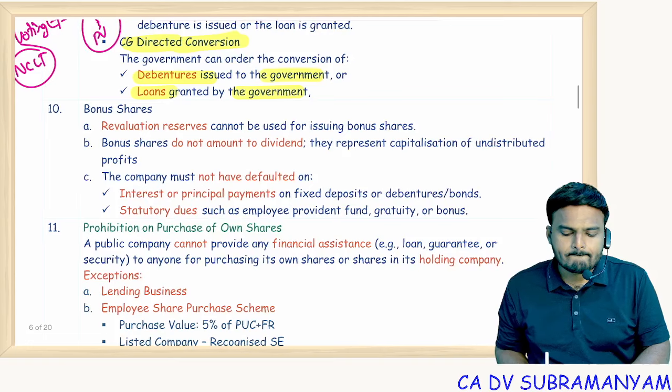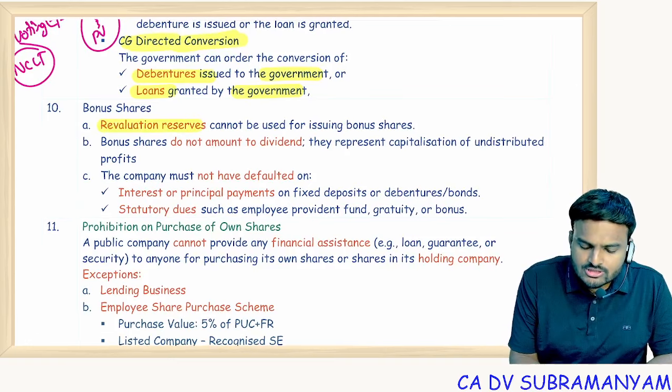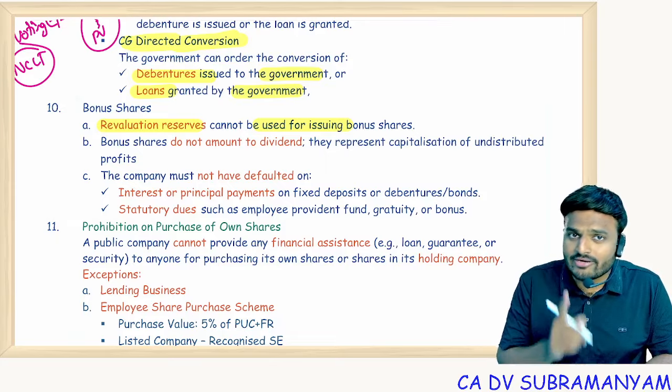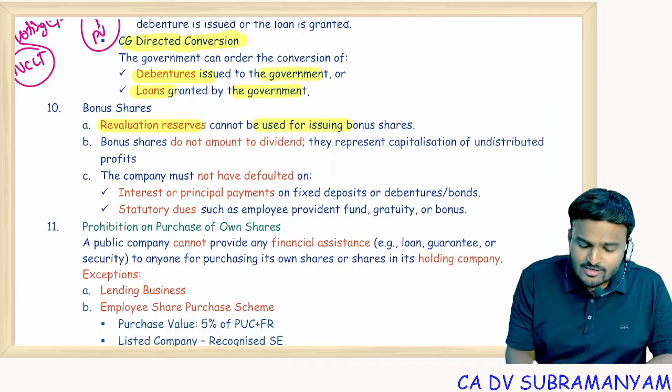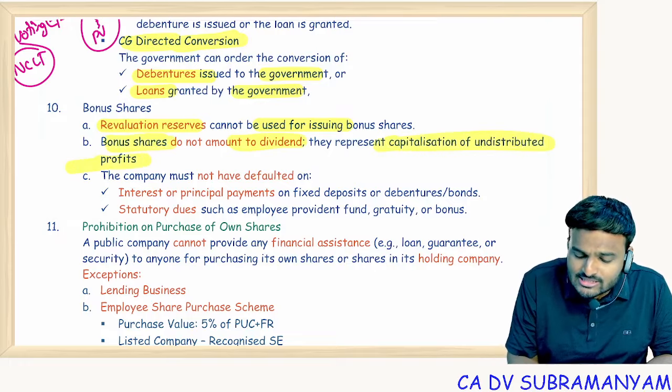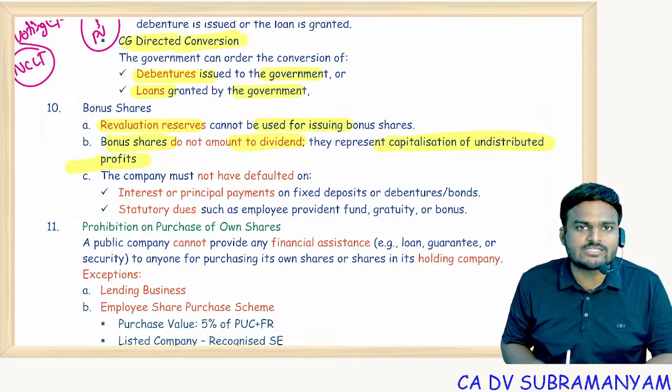Next one, bonus shares: revaluation reserves not allowed. Bonus shares shall not be issued in lieu of dividend. I told you many times. What it means is, bonus shares do not amount to dividend. They represent capitalization of undistributed profits.